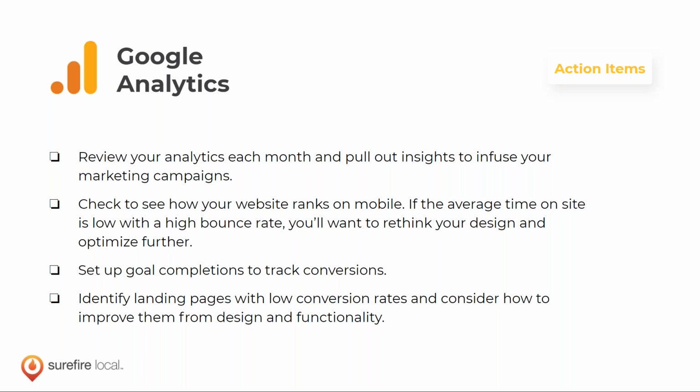Things you can do with analytics to help get towards those goals are review your website analytics every month and check how you're doing compared to last month, compared to last year, to see how your marketing and advertising campaigns are performing. You can check on how your website ranks on different places, mobile, desktop.